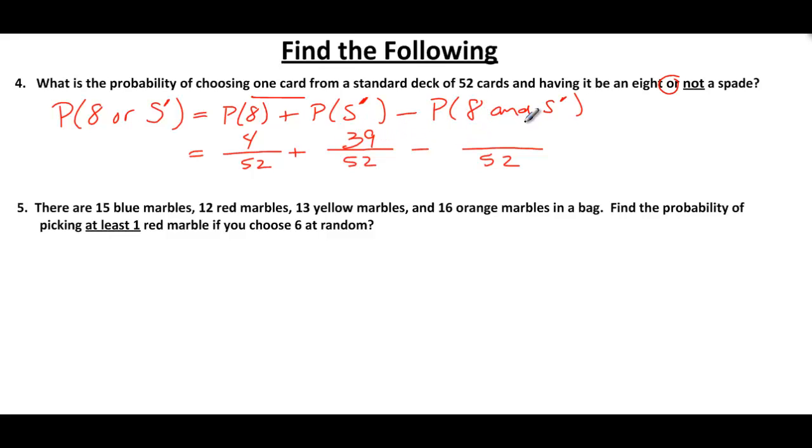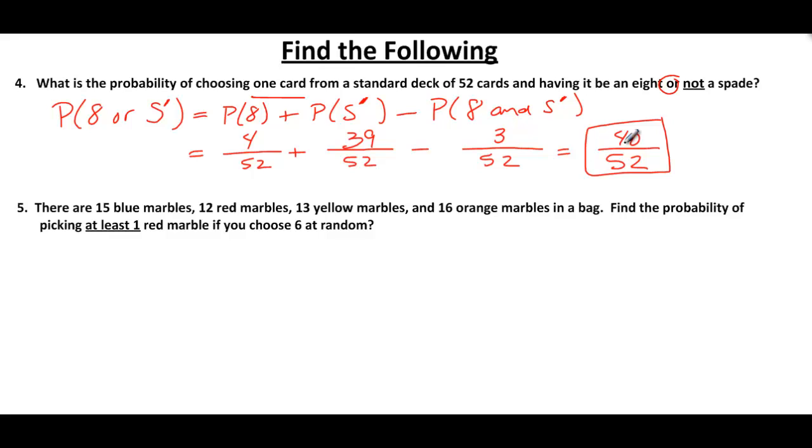Minus, how many cards are in the deck that are 8s, but they're not a spade? Well, there are 4 8s in the deck. One of them happens to be a spade. So there are 3 cards, the 8 of hearts, 8 of diamonds, and, I'm sorry, 8 of clubs that are not spades. So I'm just going to combine like terms. Common denominator of 52. 4 plus 39 gives me 43. Minus 3 is 40. So what this means, then, is that in a standard deck, there are a total of 40 such cards.